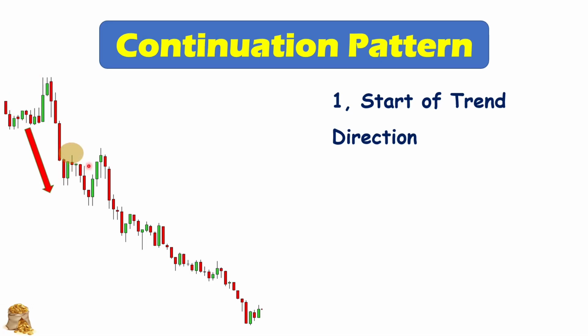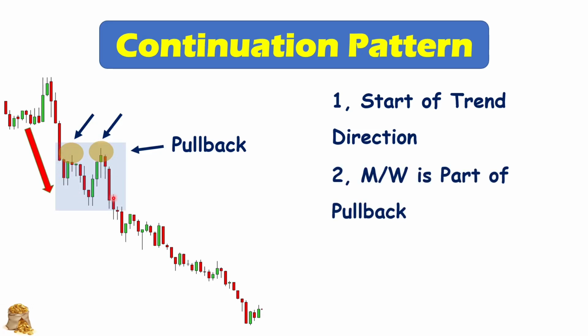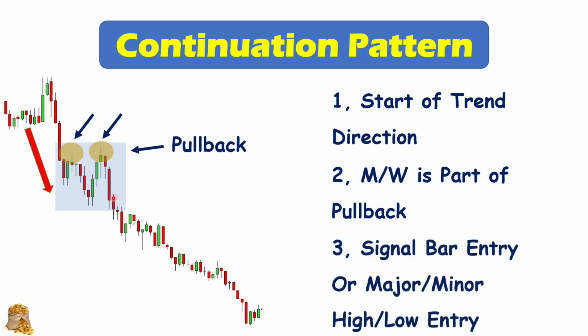We have the pullback here and then another push here. So these two pushes form the double top. And then this whole double top serves as the pullback. Then what we want to do is wait for the signal bar to enter. So here is the bear bar here. We can enter here, though this signal bar is not very strong.